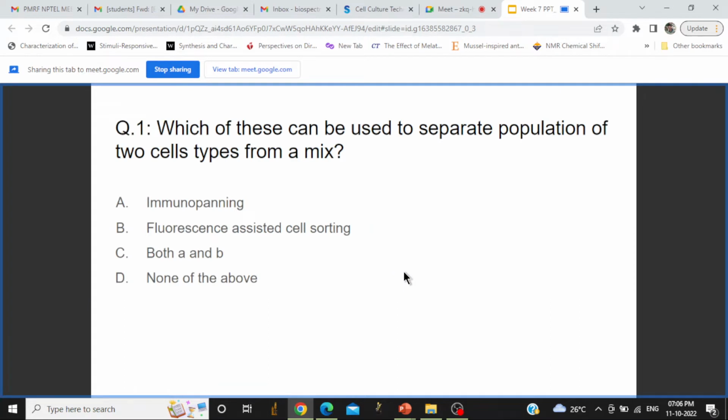So the first question: which of these can be used to separate a population of two cell types from a mix? Four answers are given. A is immunopanning, and B is fluorescence assisted cell sorting. C is both A and B, and D is none of the above. Anyone? Yes. Some of you have given the correct answers.